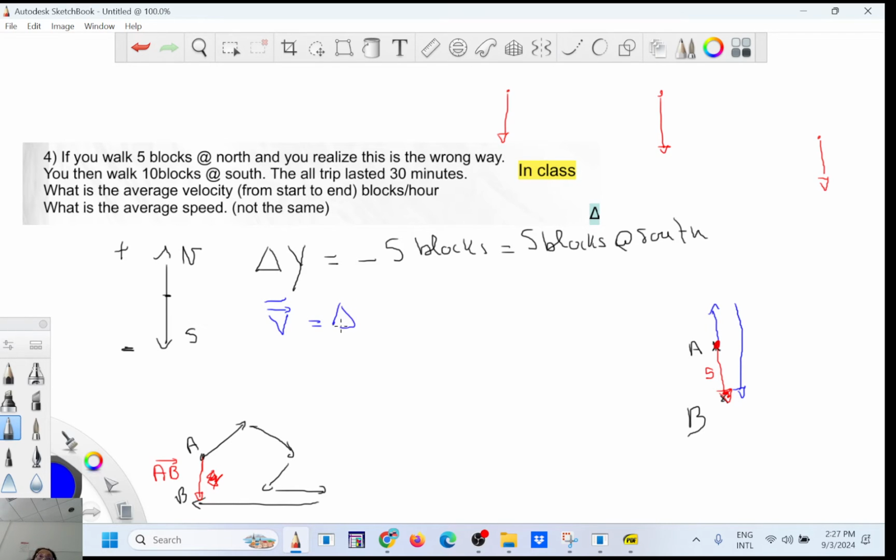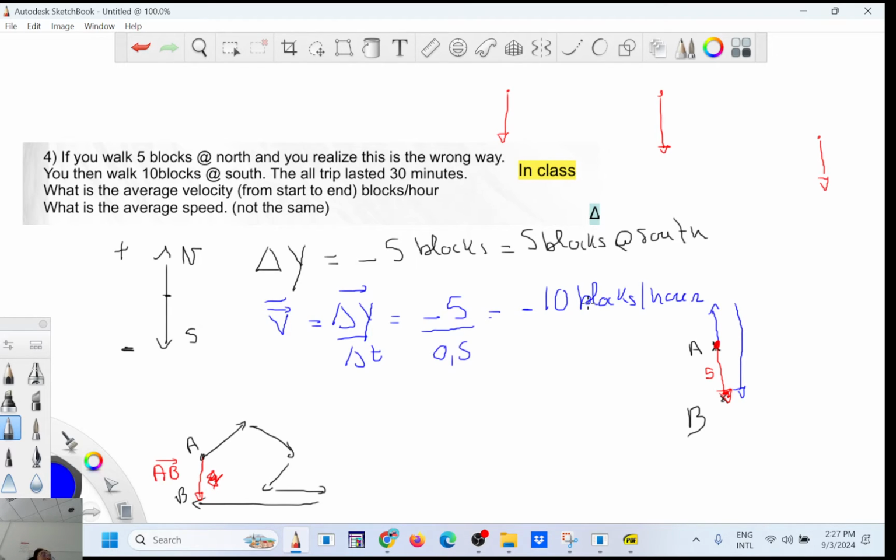So velocity here, average. I use the definition. It's going to be displacement over time by definition. So it's going to be minus 5 blocks. The time is 30 minutes, so that will be half an hour. Okay, so I'm going to put a 0.5. When you divide by 0.5, it's like multiplying by 2. So that's going to be negative 10 blocks per hour. That really doesn't make sense in that situation, but that's the definition.